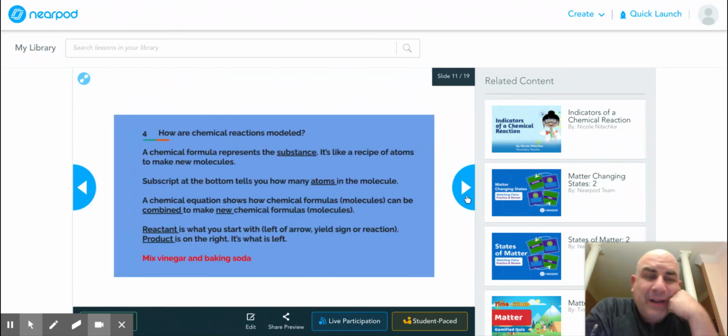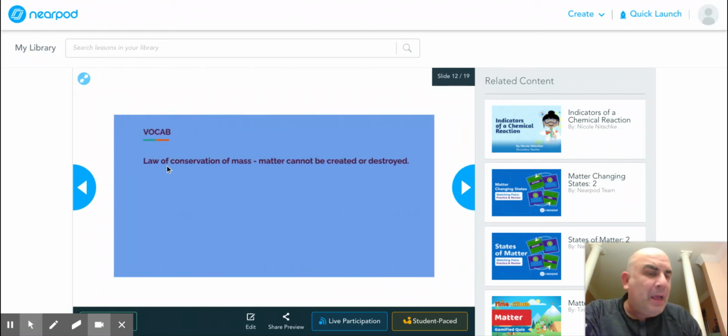How are chemical reactions modeled? Chemical formula represents the substance. It's like a recipe of atoms to make new molecules. Subscript at the bottom tells you how many atoms in the molecule. A chemical equation shows how many chemical formulas, molecules, can be combined to make new chemical formulas, molecules. The reactant is what you start with, left of the arrow, yield sign or reaction. Product is what's on the right. Law of conservation of mass. Matter can never be created, can never be destroyed.